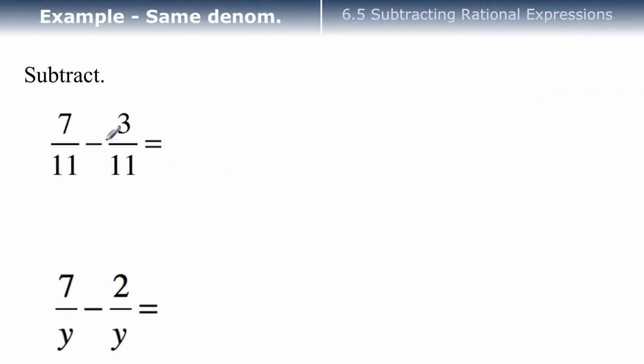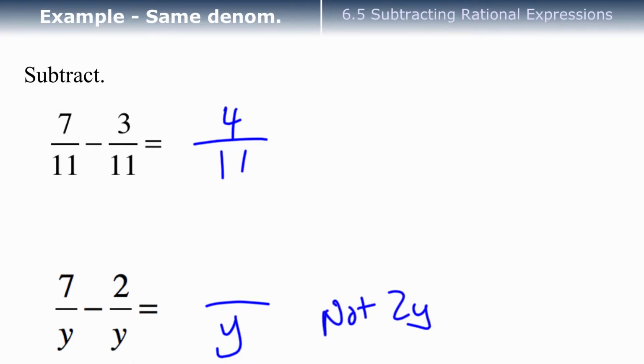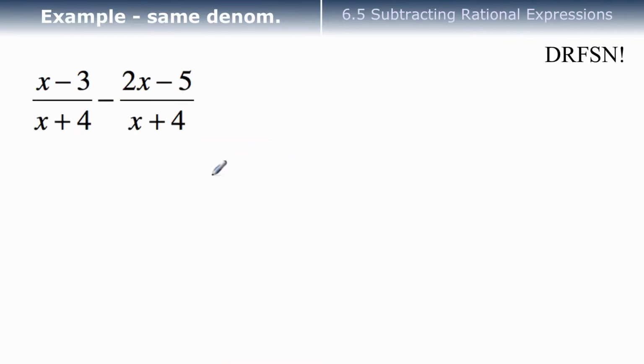So here's one. I'm subtracting. These are just fractions. The denominators are the same. So I keep the same denominator, subtract the numerators. Not bad. If there's letters involved, as long as they're the same, keep the same denominator. Notice it's not 2y or y squared. The denominators are the same, so keep that denominator and then deal with the top. Okay, so let's try some more questions.